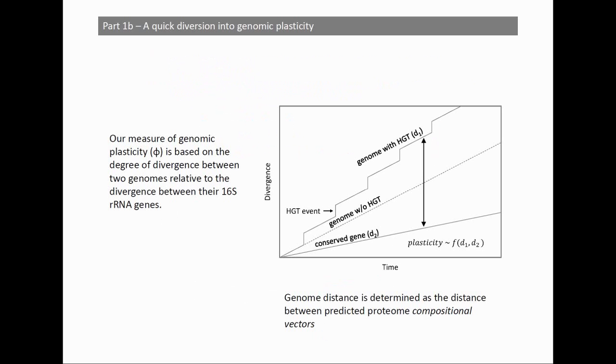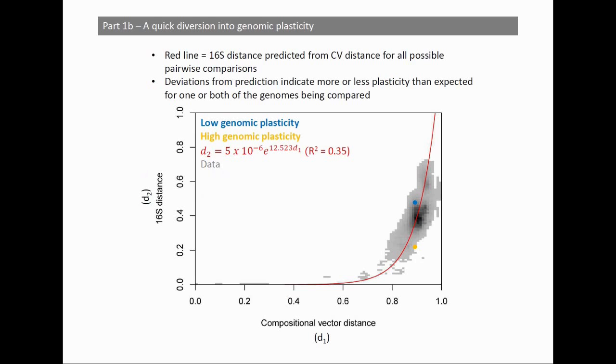So we figure the genome distance from compositional vectors. It's simply the distance between predicted proteomes via compositional vectors. And we figure the distance between the 16S rRNA gene using the standard methods. So if you plot those two distances for all the genomes in our analysis, this is the type of relationship that you get. What we look for is genomes that fall far from this line of best fit. Genomes that fall to this side of it have relatively low plasticity compared to the bulk population of genomes, and genomes that fall to this side of that line have high genomic plasticity.